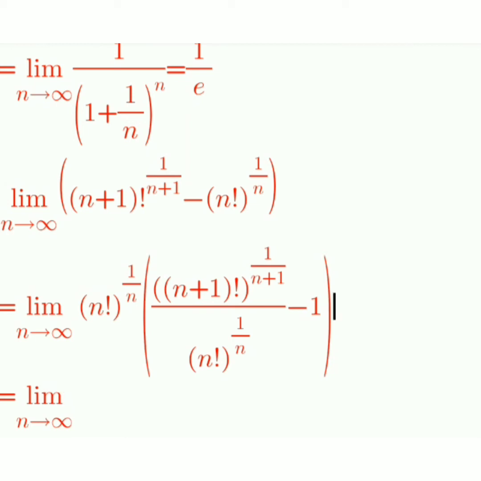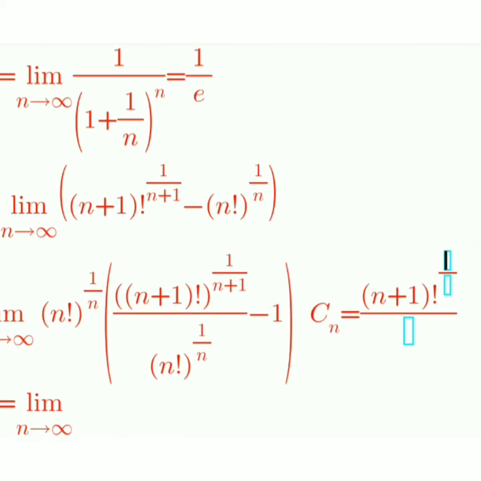So friends, I can take Cn, whatever I want to see. Cn is equal to (n+1) factorial whole to the power 1 by (n+1) and n factorial whole to the power 1 by n. This is the n factorial whole to the power 1 by n, Cn values.